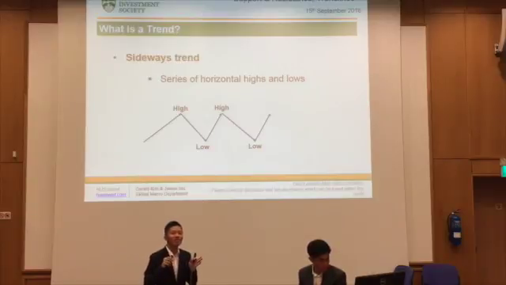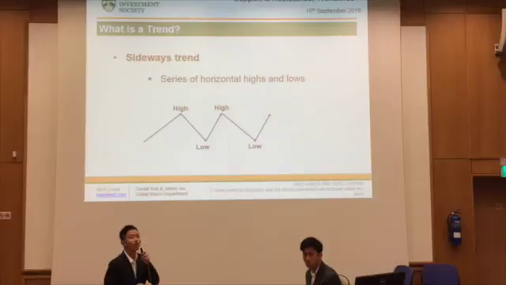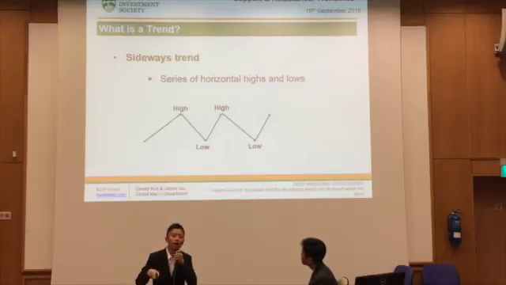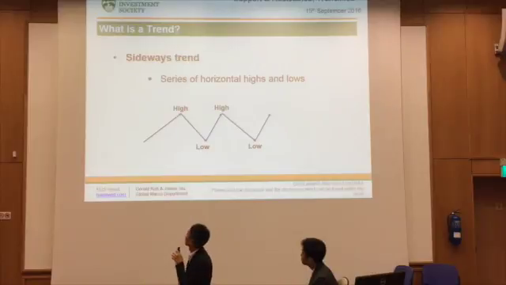Okay, then one less common one is the sideways trend, where there is a series of horizontal highs and lows. So it's horizontal. You can draw your resistance lines here, and you can draw your support lines right here. You can long your currency here when it goes up, and short it when it goes down. So you draw the resistance and support lines, then you can plan your trades accordingly.